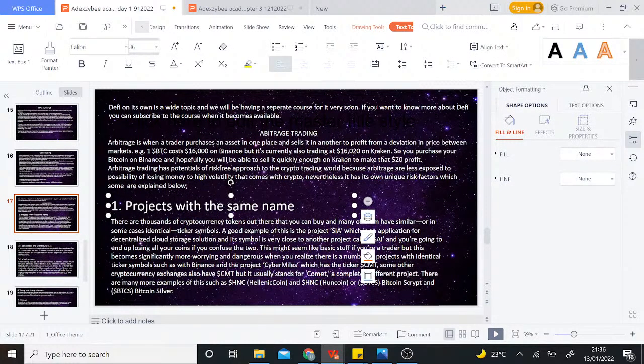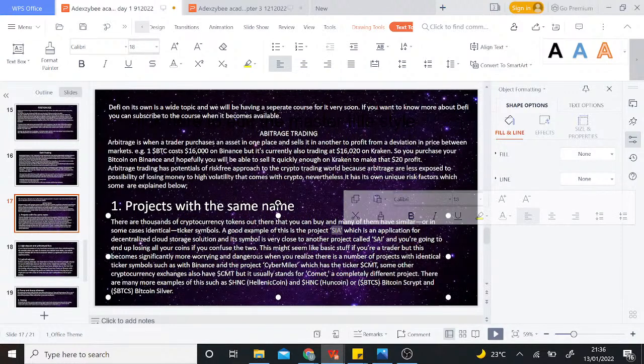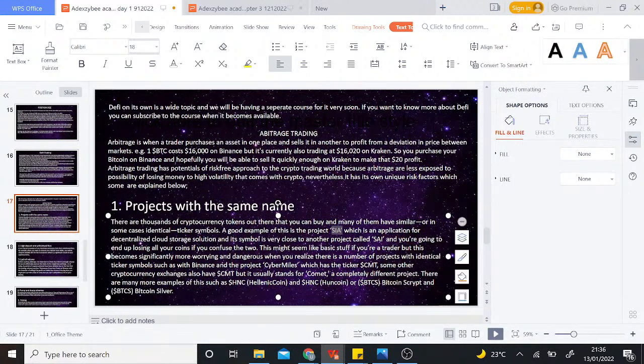There's something we call a ticker in crypto. Like Bitcoin, the ticker of Bitcoin is BTC. The ticker of XRP Ripple is XRP. The ticker of Binance is BNB. Do you understand? It's like the acronym, the short form of it. That's what we call a ticker.